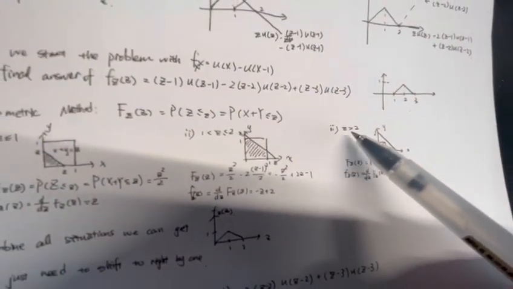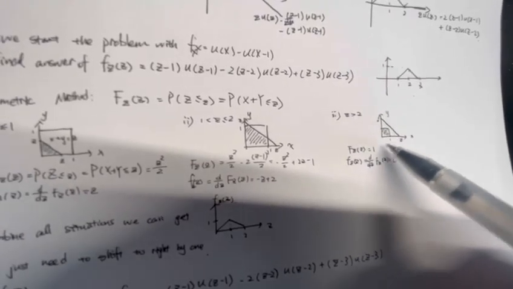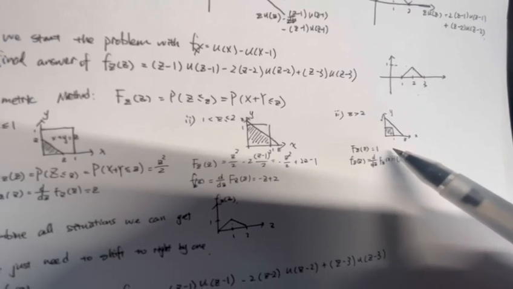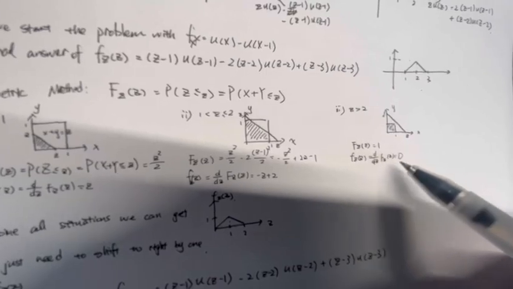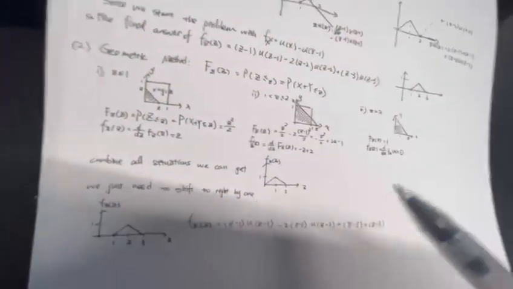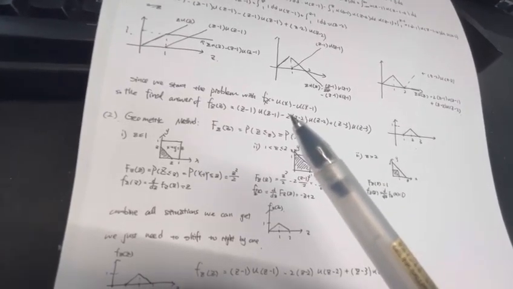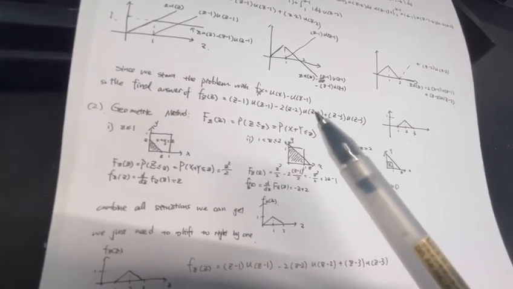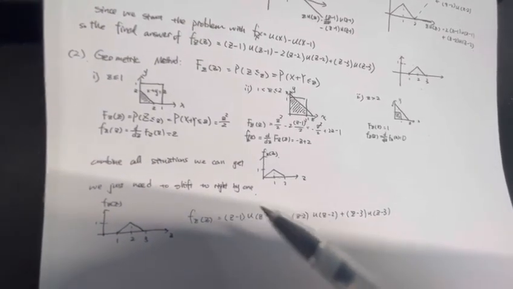And the last situation is when z is larger than 2, so the shaded area will be this square, so the area will be 1 times 1, which equals 1. And we can take the derivative of this equation, so we get 0. So combining all these situations, we can get the diagram of f_Z(z). And then since we started the question with f_X equal to u(x minus 1), we also need to shift the whole diagram to the right by 1 unit.